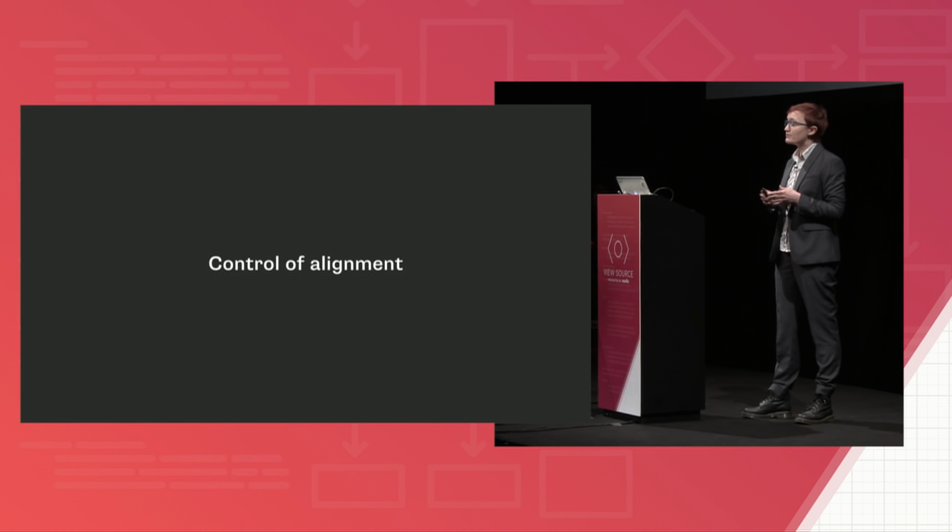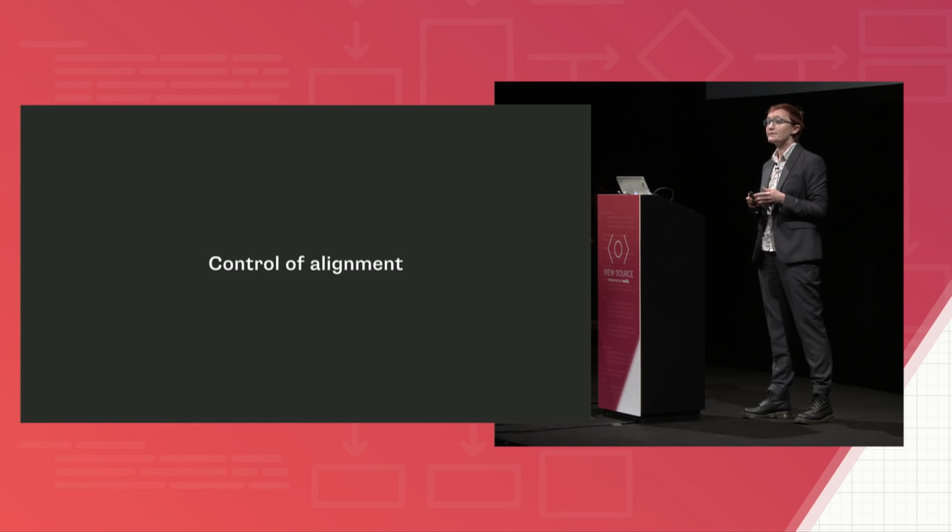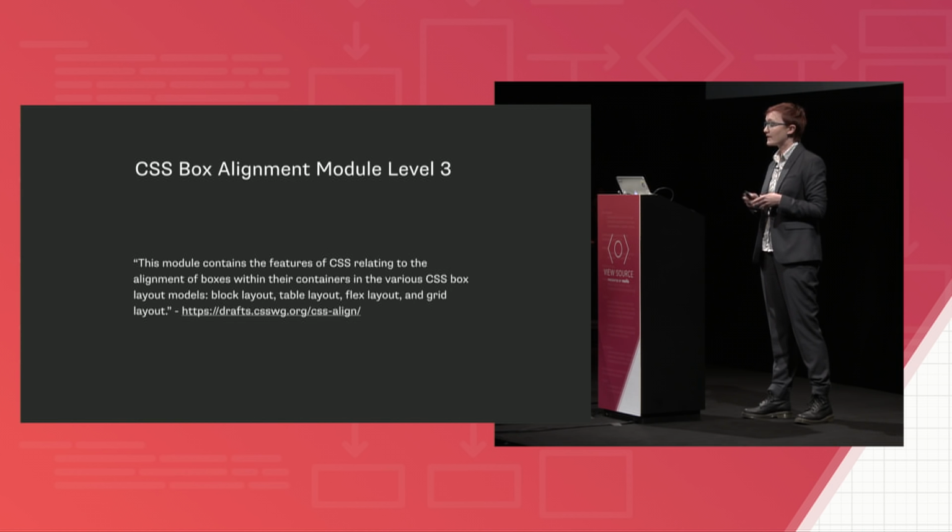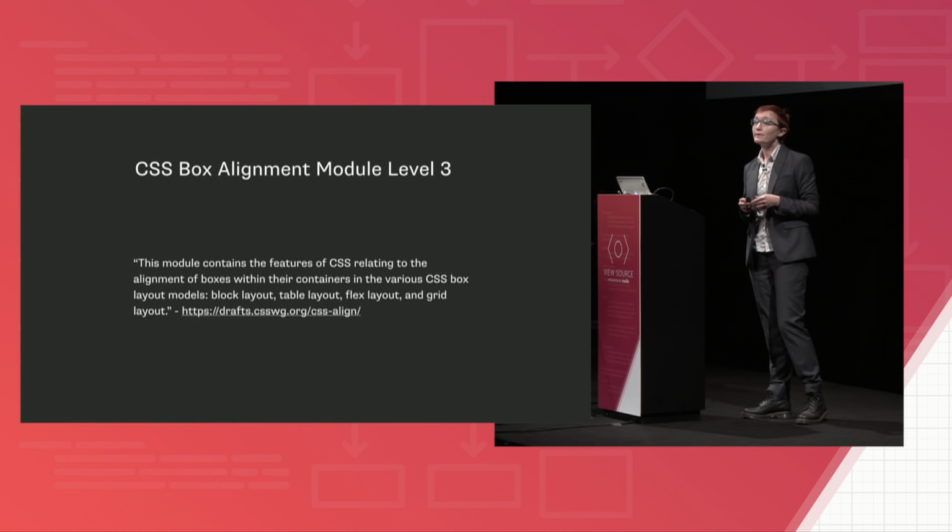So moving away from reordering, it does appear that the hardest challenge in web design has been vertical alignment. And that is something that our new layout methods solve. And this is why I bring a new player into the picture. This is the CSS box alignment module. It contains the features of CSS that relate to alignment.